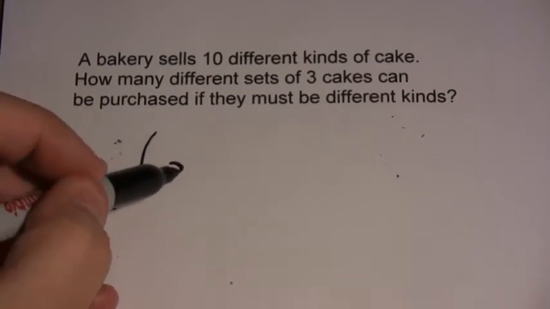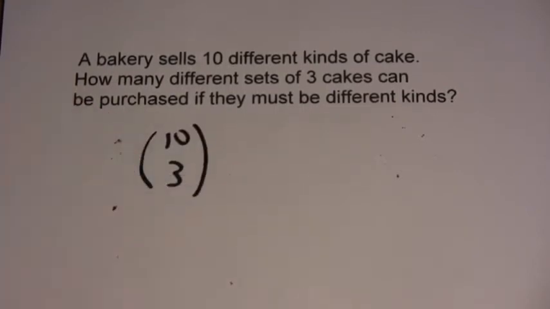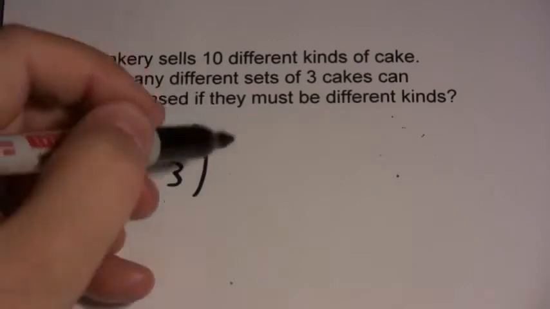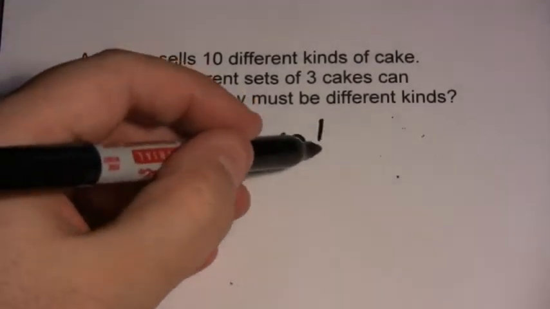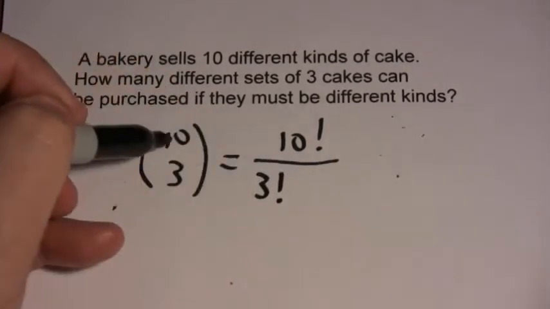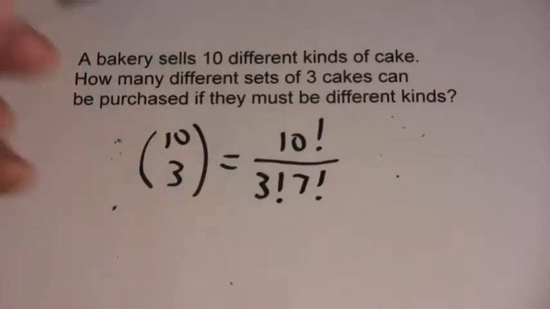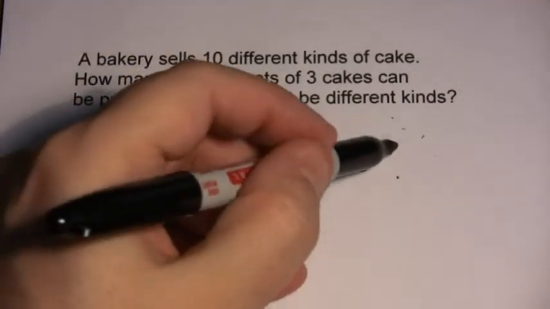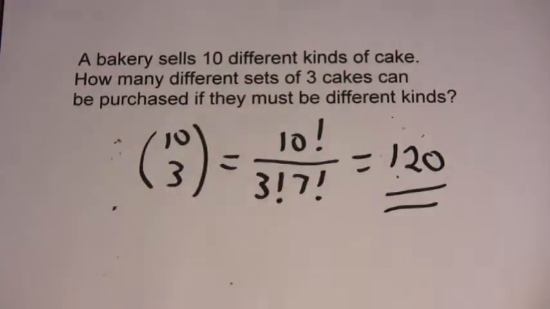You want to choose 3 cakes out of the 10 possible kinds, and that is 10 factorial over 3 factorial times 10 minus 3, which is 7 factorial. And again, if you plug that into the calculator, you've had plenty of practice now, you'll find that there are 120 different ways that you can choose 3 cakes out of 10.